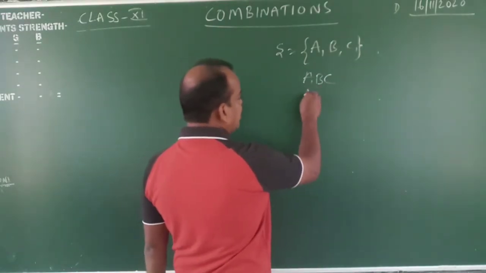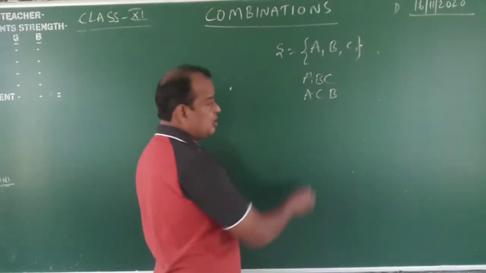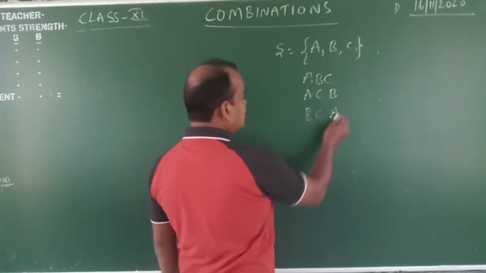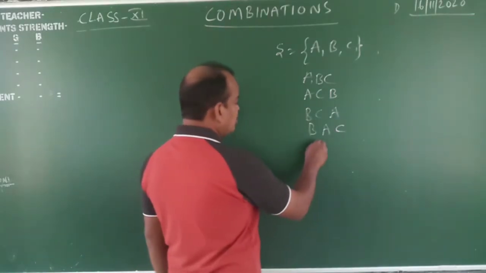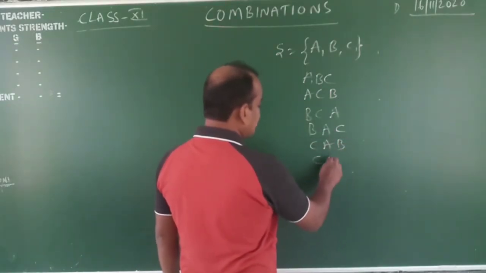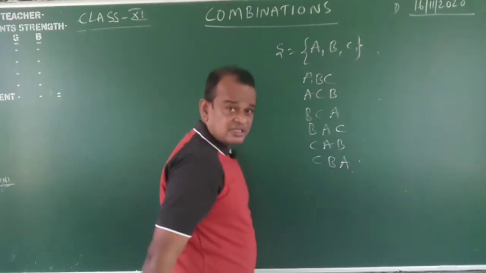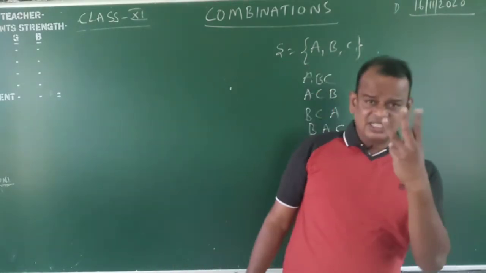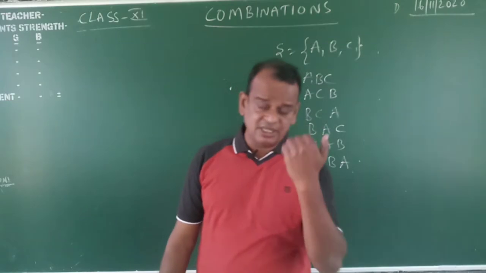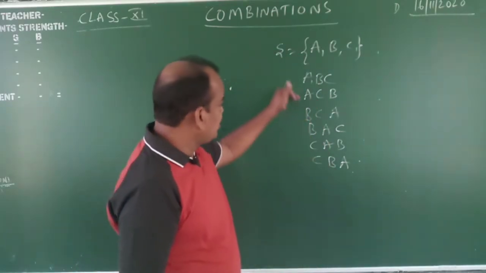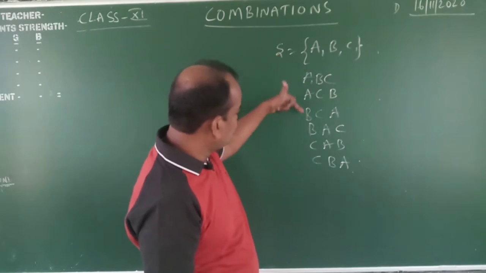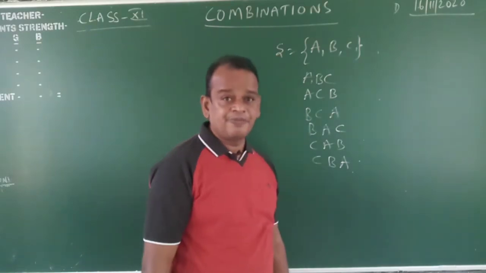Next, A, C, B is the second way. B, C, A is the third way. B, A, C is the fourth way. Now C, A, B and C, B, A. You select the 3 members, no problem at all. Those 3 members we arrange. Observe that there are 1, 2, 3, 4, 5, 6 ways of arrangement.